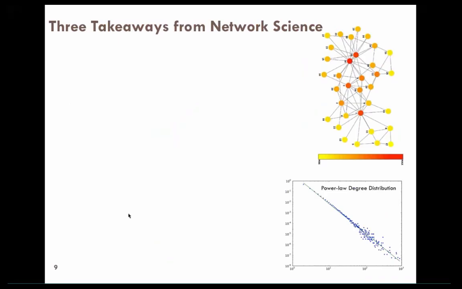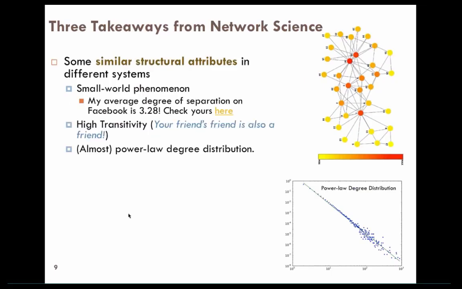This is slide 9. So these are all great visualizations, very nice studies, but what do we learn from this? Why are we interested in this? Beyond just case-specific studies, I think we learn three major things from networks, basically the three ways that network science can be useful for us. The first takeaway is that networks of very different natures, as different as protein-protein interaction and interbank trading networks, have some interesting similar structural attributes in common.